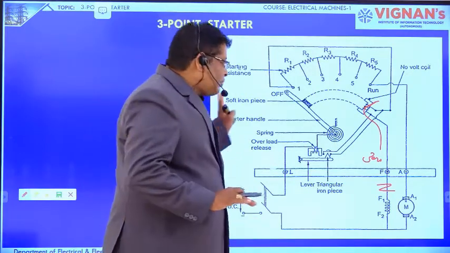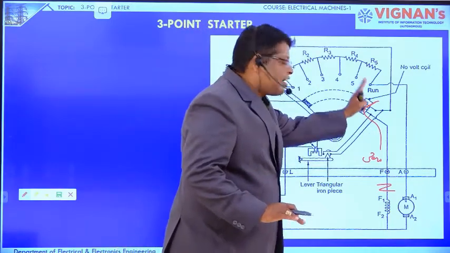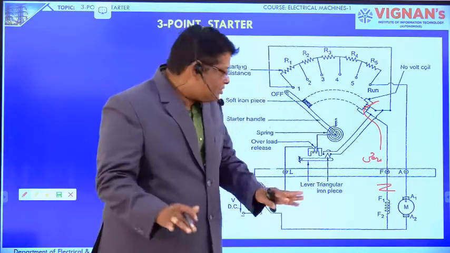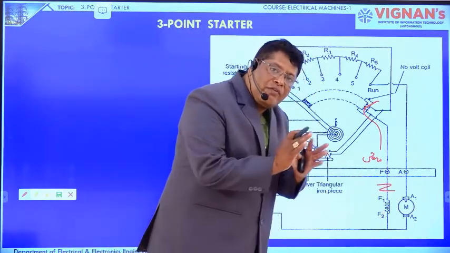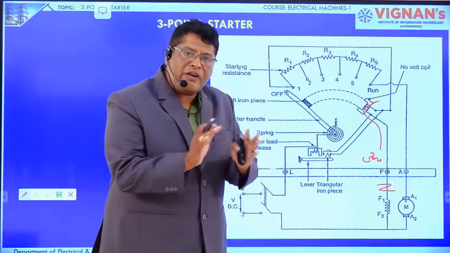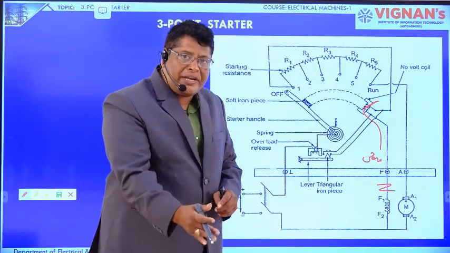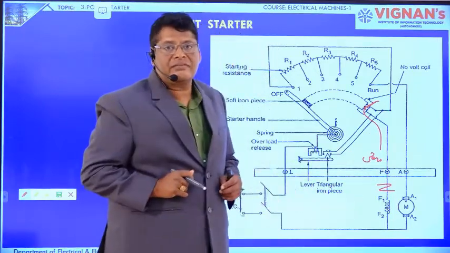Suppose we started the motor by means of the handle. That handle is kept in the run position. By some means, some fault occurs in the field winding. The field winding is breaking. Once the field winding is breaking, what happens? The field current decreases. The flux will decrease. The motor will be running at dangerously high speeds.